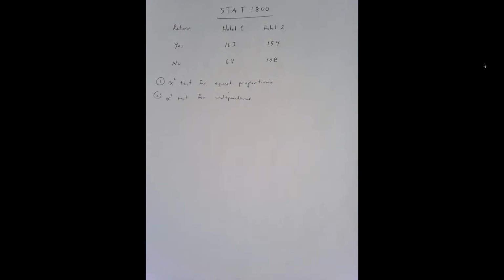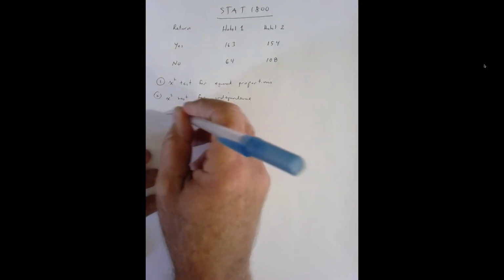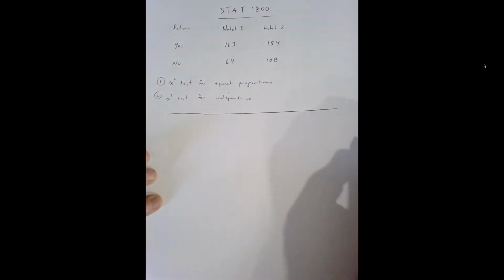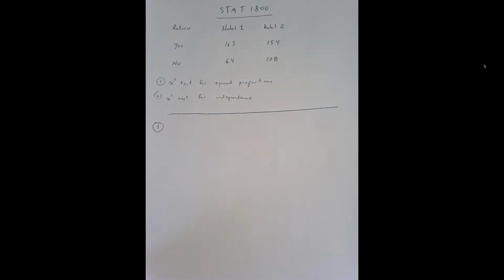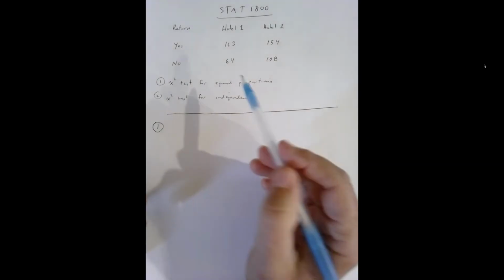Now, as I reflect on the previous video, a reasonable source of confusion might be: what's the difference between a chi-square test for equal proportions and a chi-square test for independence? Well, I want to demonstrate that to see if I can clear that up. So if I were running a chi-square test of equal proportions, and I'm given this data set.